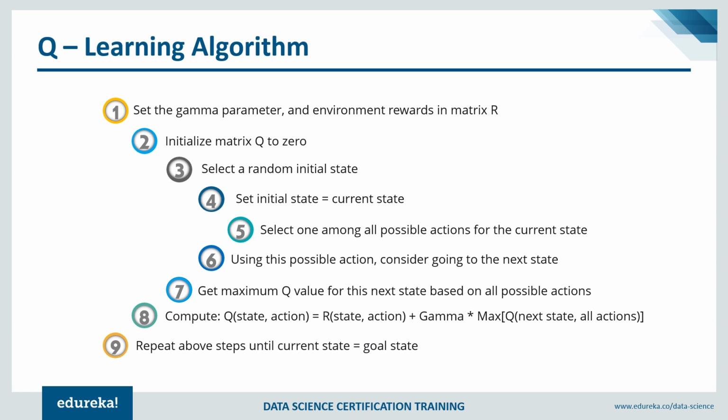Then what we need to do is initialize the matrix Q to 0, select a random initial state, and set the initial state to the current state. Select one among all the possible actions for the current state. Using this possible action, consider going to the next state. When you get the next state, get the maximum Q value for this next state based upon all the actions. Compute the Q value using the formula. Repeat the above steps until the current state equals your goal.